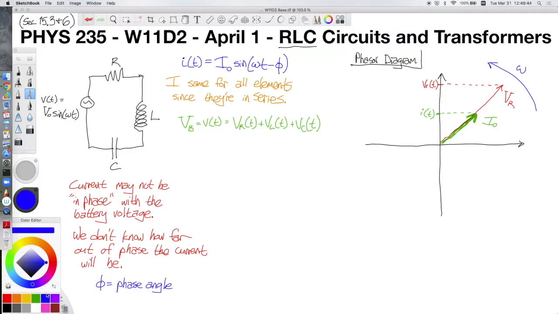Since this is all rotating at a rate of omega, that means we can label this angle right here. And this angle, since it's the angle to the current, is not just omega t, it's the argument of the sine function for the current that I'm moving my cursor around up here. This angle is omega t minus our phase shift phi.